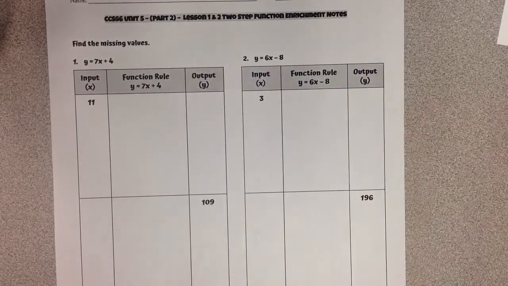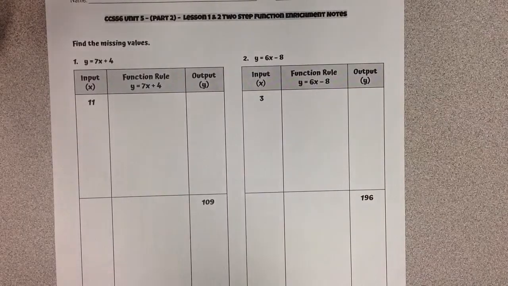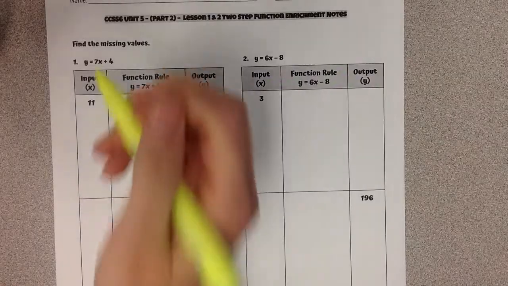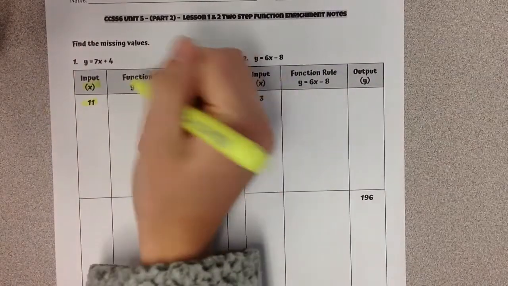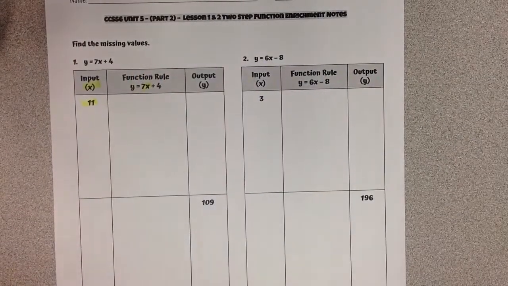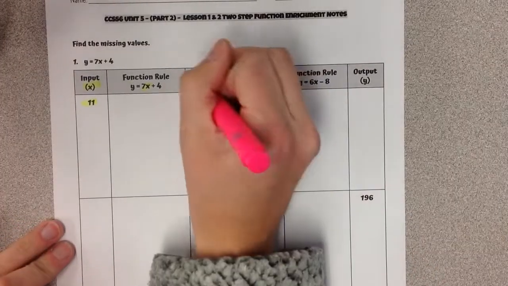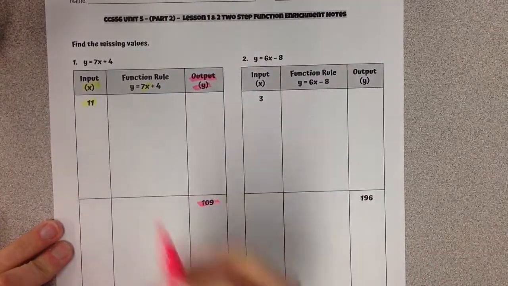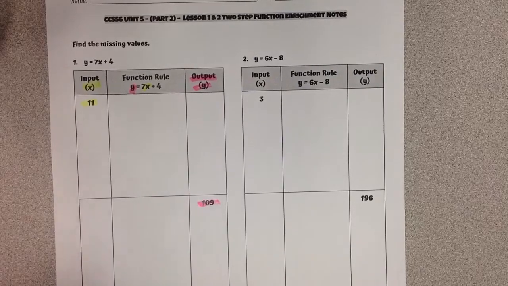input. So first thing I'm going to do is I'm going to go through and I'm going to highlight those values. So we've got our x values that I'm going to highlight and our y values that I'm going to highlight so I remember where they go in the function.